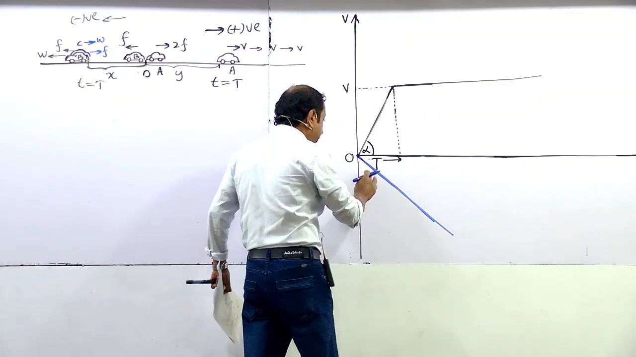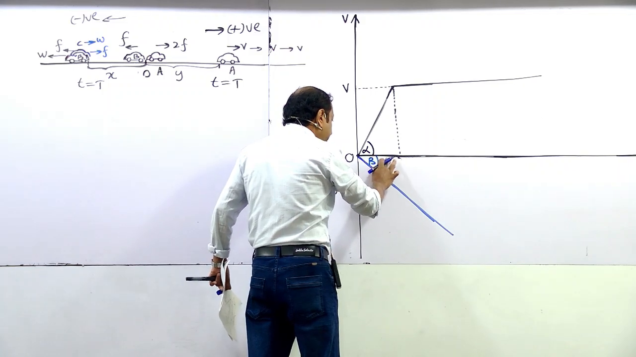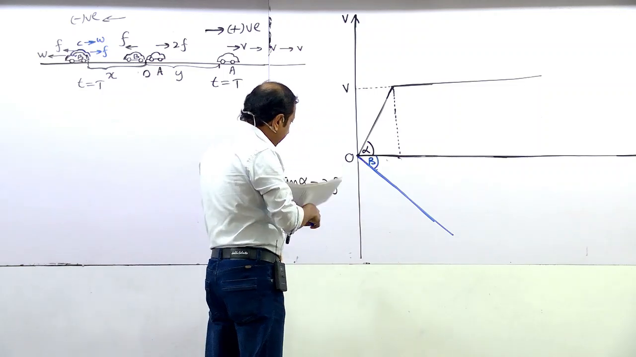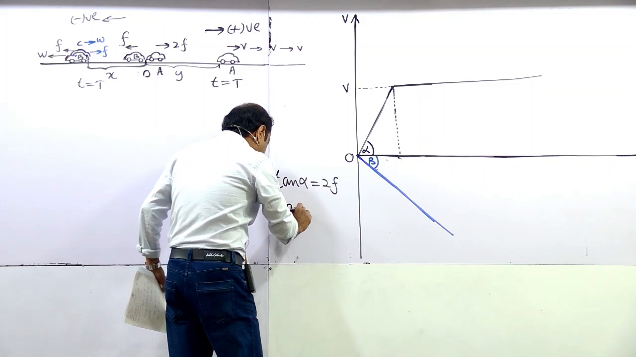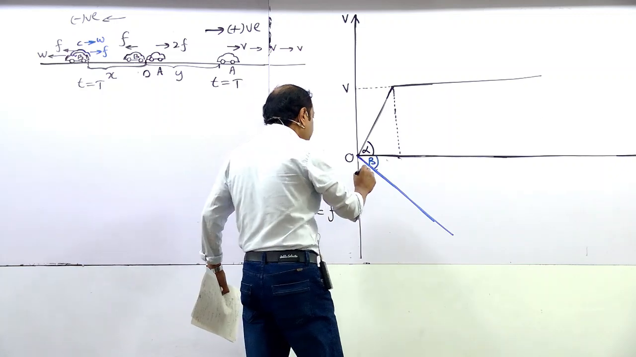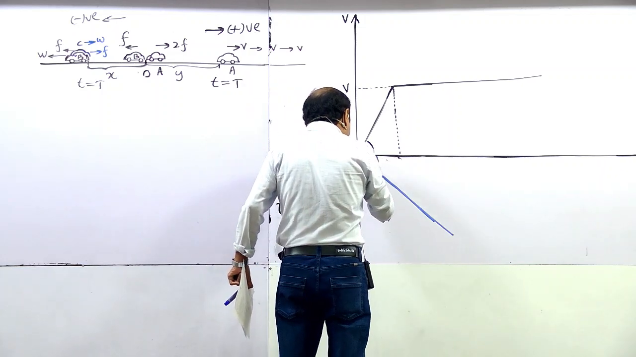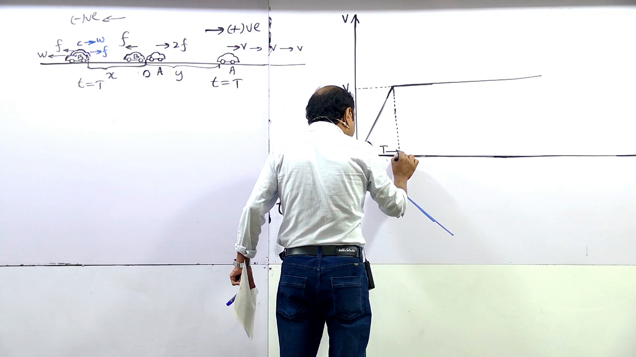Right. Let us take this angle as beta. The tan beta is f. This time is T, right?